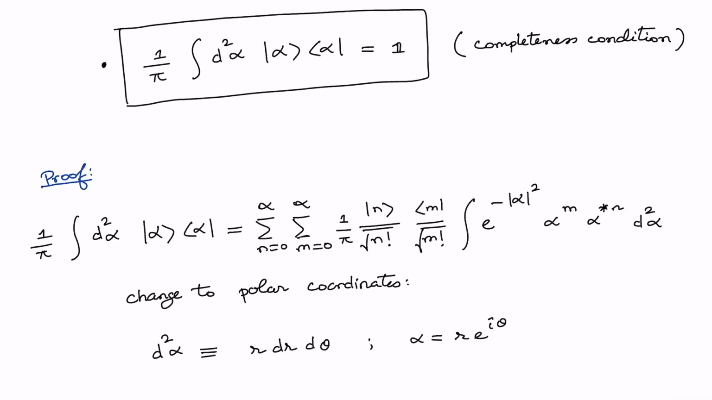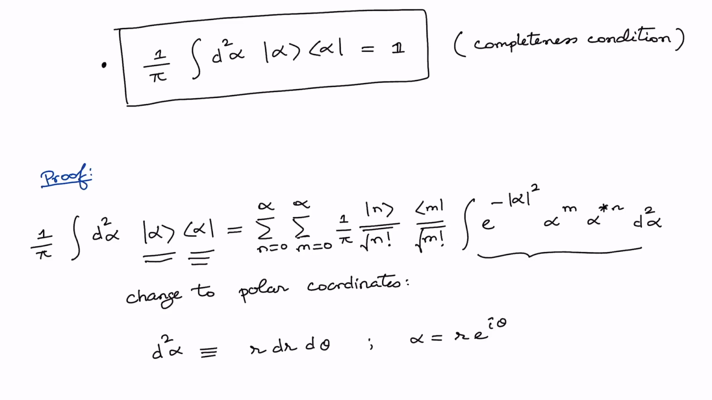I'm just putting on the right hand side the expression for ket alpha, and then the expression for the bra alpha, the expression for ket alpha. I am now taking the summation from n equal to 0 to infinity. For the bra alpha, I am taking the summation from m equal to 0 to infinity. And then I am going to have this integration. This integration is a double integration because alpha is a complex quantity. Being a complex quantity, it has two components, the real part and the imaginary part. So that's the reason it's a double integral.